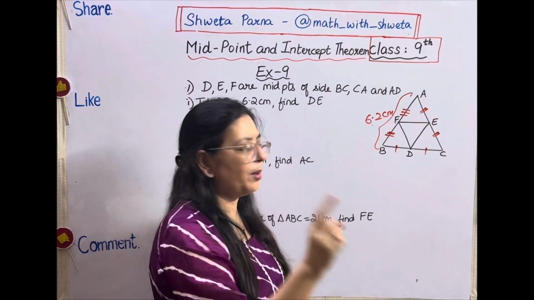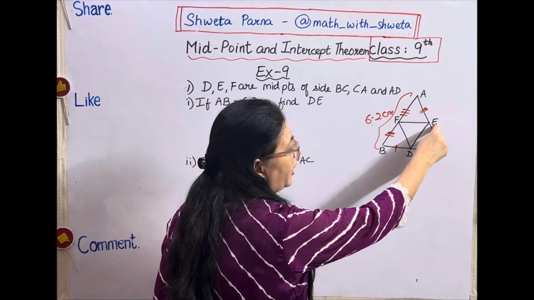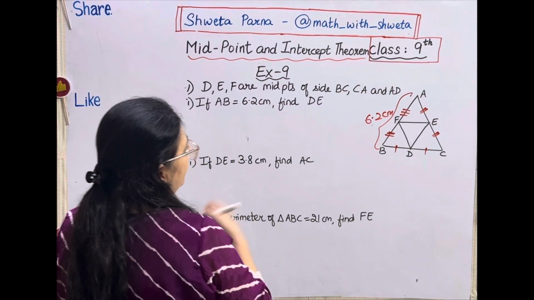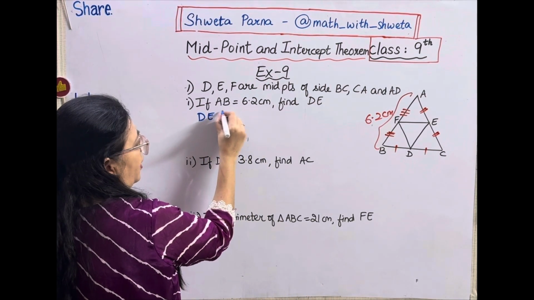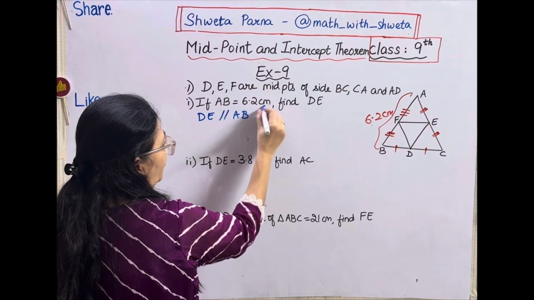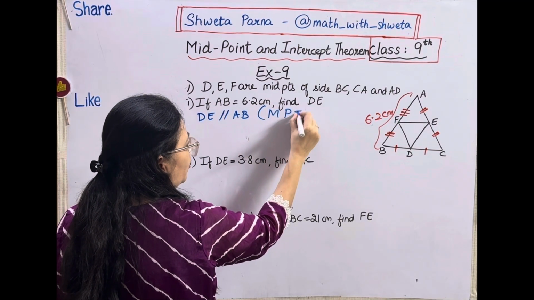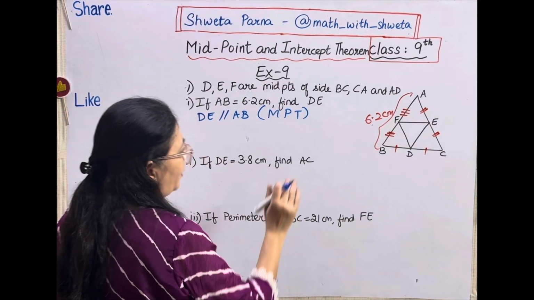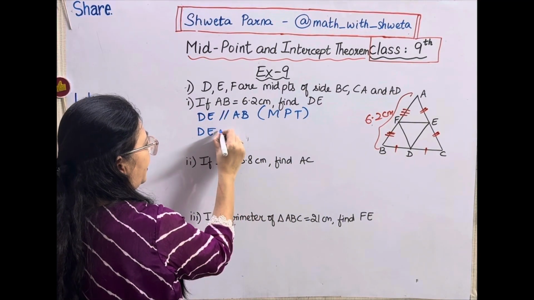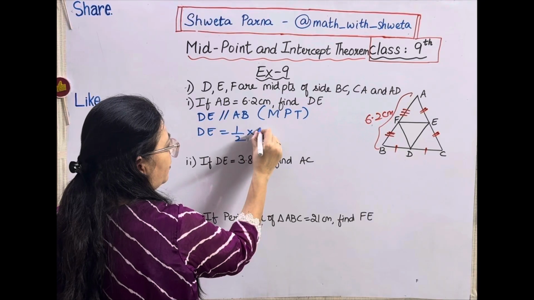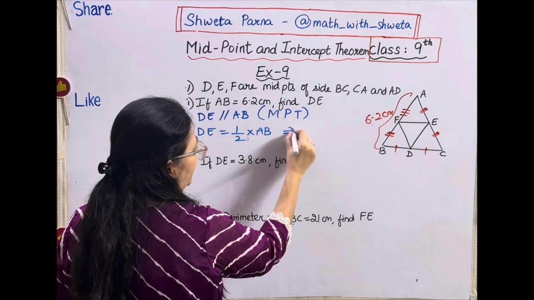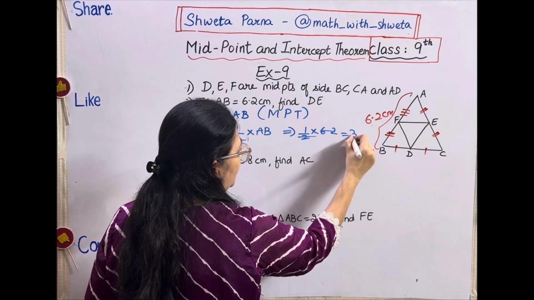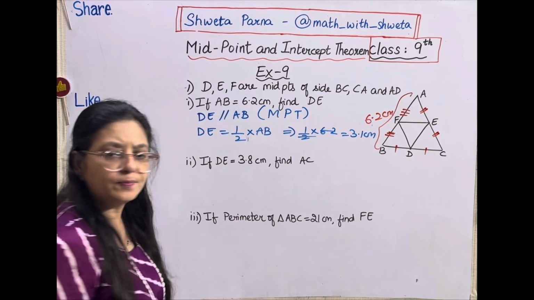Now, as per the midpoint theorem, since D and E both are midpoints, we can say that DE is parallel to AB. Why? As per the midpoint theorem, you will have to write the full form. So DE is parallel to AB. So that means DE would be half of AB. So that means it would be half of 6.2, which is 3.1 centimeter.